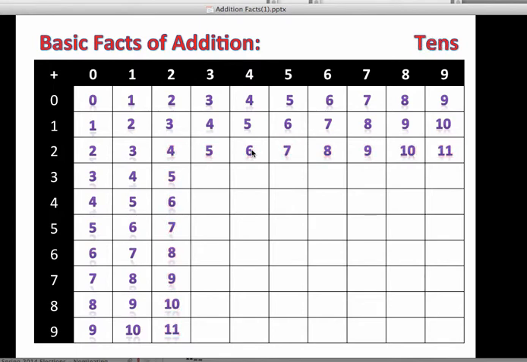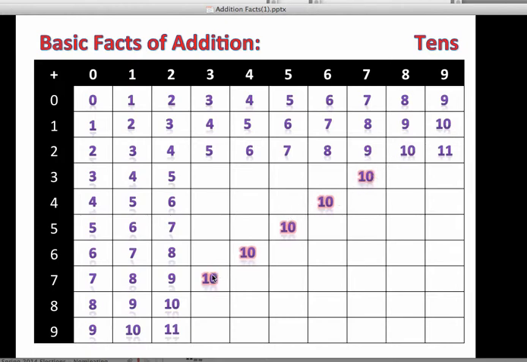After the 2s, the typical set of basic facts to teach are the 10s. And I'm not talking about 10, 20, 30, 40. I'm talking about the addition problems that the answer is 10. That only gives us 5 new addition facts to memorize. We've already learned 2 plus 8, 1 plus 9, 8 plus 2, and 9 plus 1.